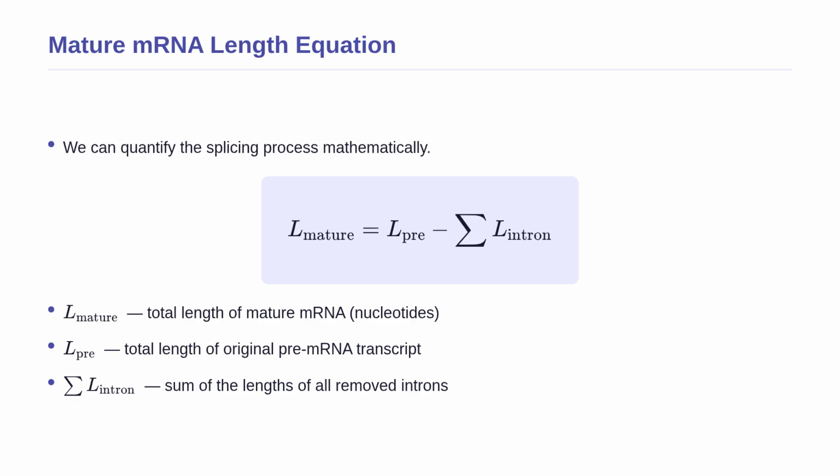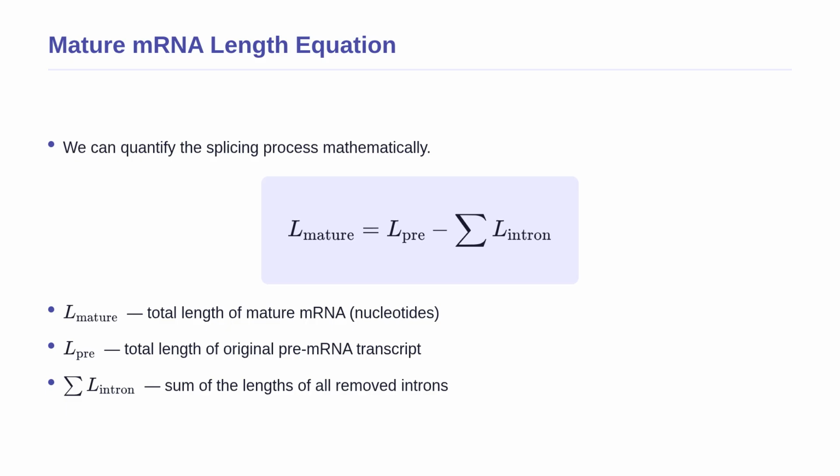While RNA splicing is a biological process, we can represent the physical lengths of these molecules using simple mathematical equations. This helps us understand exactly how much genetic material is being removed and retained. The formula on screen shows how to calculate the final length of the edited message. L mature represents the total length of the final mature messenger RNA in nucleotides. L pre stands for the total length of the original precursor mRNA transcript before any editing has occurred.